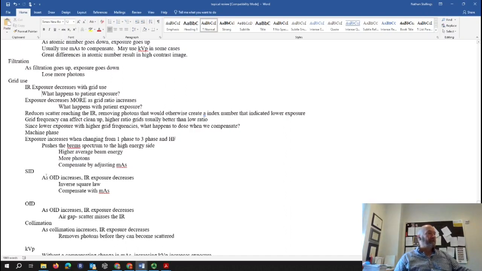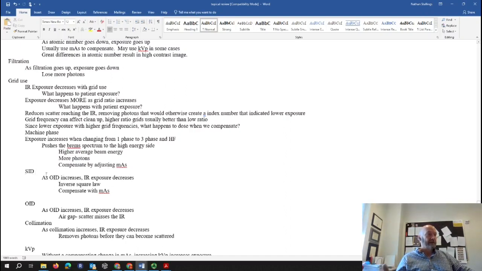So in our magnification, and I think this was in the previous recording, as OID increases, we can compensate for an increase in OID with an increase in SID. Remember, if let's say you have a 2-inch OID and you're taking your image at 40 inches, if your OID increases to 40 and your SID increases to 80, so that you double both of them, your magnification factor remains the same. All right, so that has nothing to do with image receptor exposure, but I just wanted to remind you of that. So as OID increases, image receptor exposure decreases.